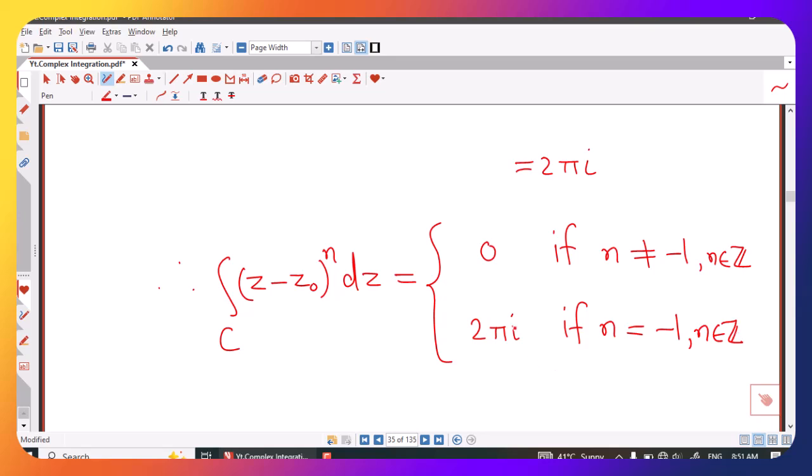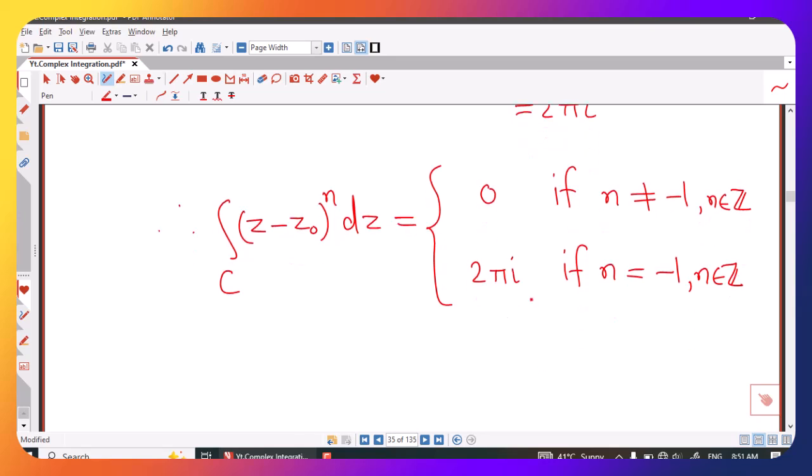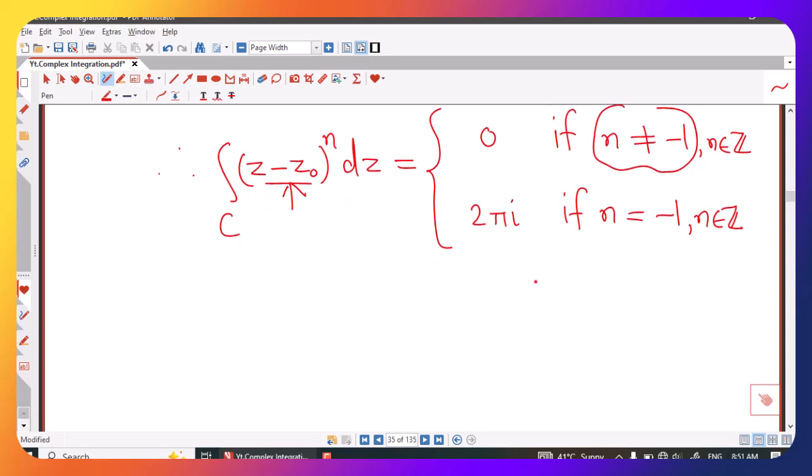So we have obtained this result. This is a nice result: if you have an integer power of (z minus z0), and you are integrating around the circle, then you will obtain 0 for any integer different from minus 1, and for n equal to minus 1 you will obtain 2 pi i. And you can write for n equal to minus 1, I have (z minus z0) to the power minus 1, that is 1 upon (z minus z0) dz, and what I obtain is 2 pi i.